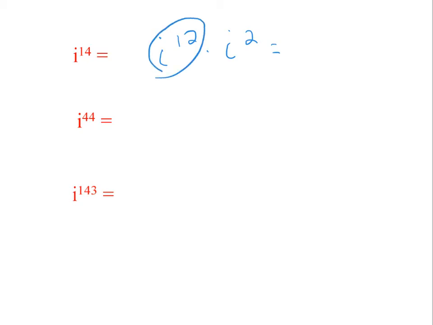So this is just i squared, which is negative 1. i to the 44th: 44 is a multiple of 4, so this equals 1.